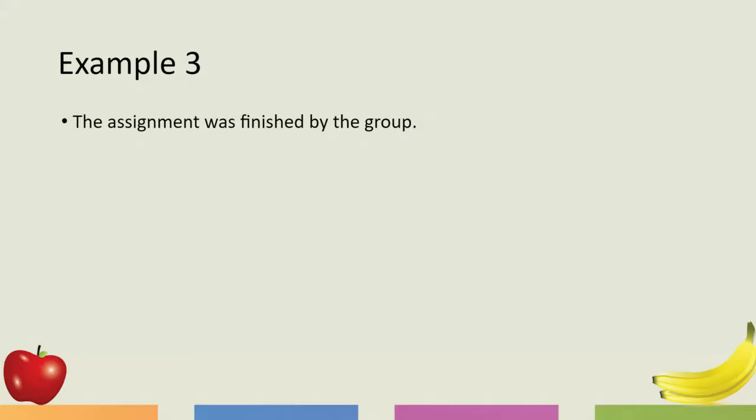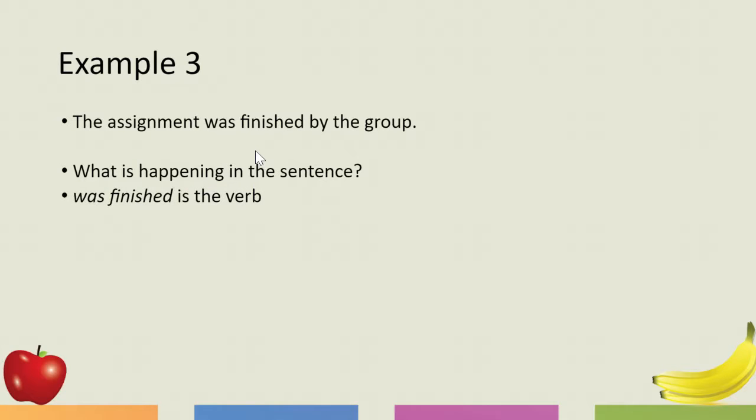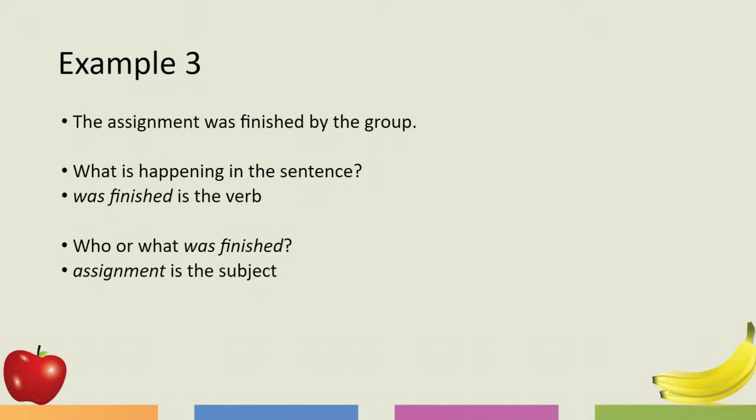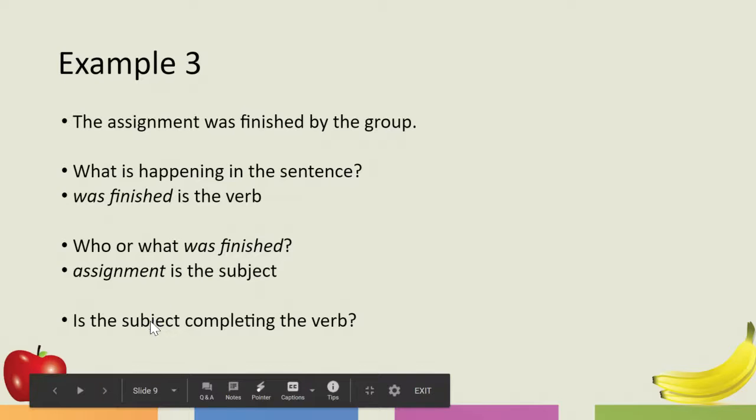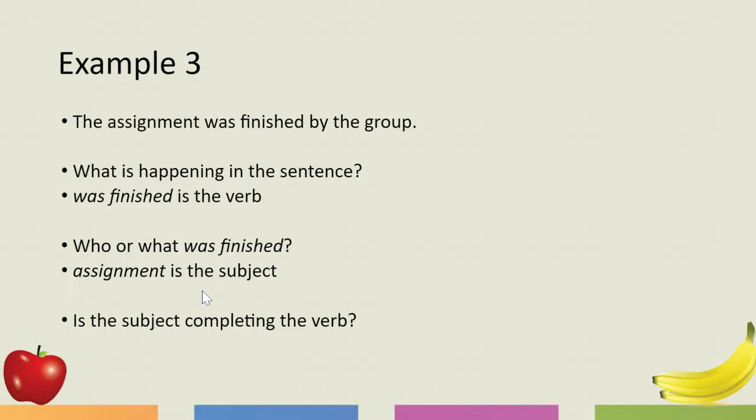What about this third sentence? The assignment was finished by the group. What's happening in the sentence? Finished. Something was finished. Who or what was finished? The assignment. But did the subject, assignment, complete the verb finish? Did the assignment finish itself? Wouldn't that be nice? No, the subject did not complete the verb.